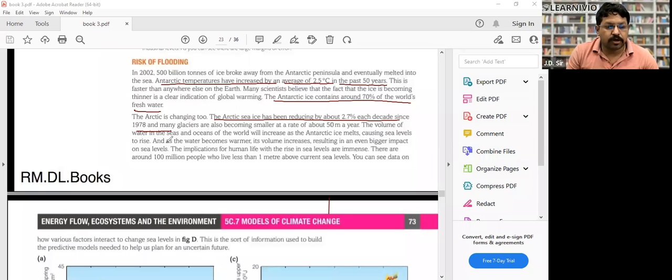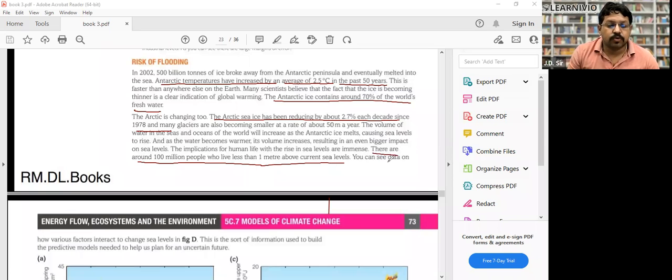The volume of water in the seas and oceans of the world will increase as the Antarctic ice melts, causing the sea level to rise and the water to become warmer. The volume increases, resulting in an even bigger impact on the sea level. The implications for human life of a rise in the sea level are immense. There are around 100 million people who live less than 1 meter above current sea level. So they will go underwater, right?